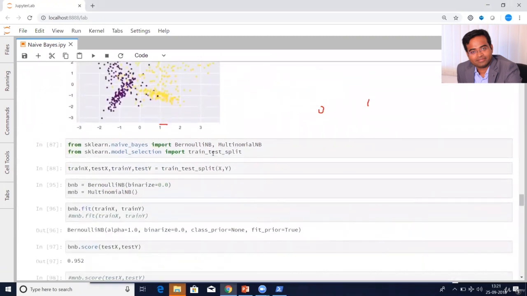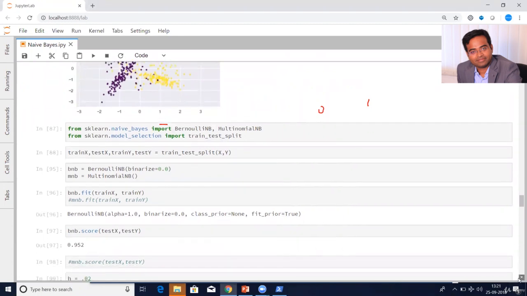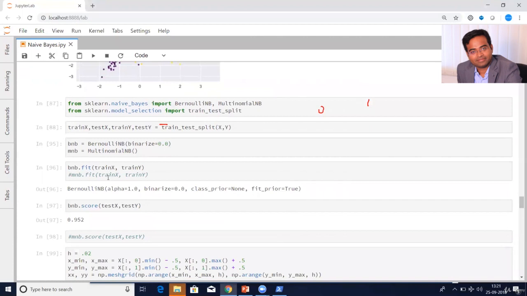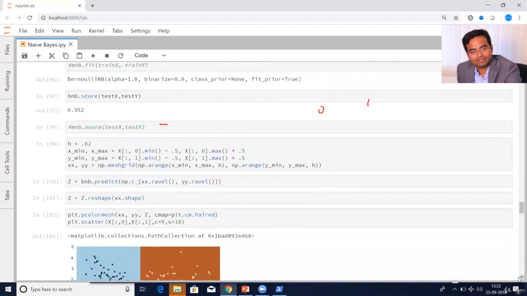Okay, we are choosing Bernoulli's naive Bayes, and we can see binarizer is 0. That means less than 0 it will be 0, and higher than 0 it will be 1. Okay. Once we have done this, we are training the model. Okay, and we want to see how the distribution really works.